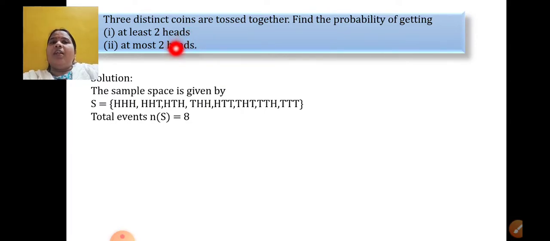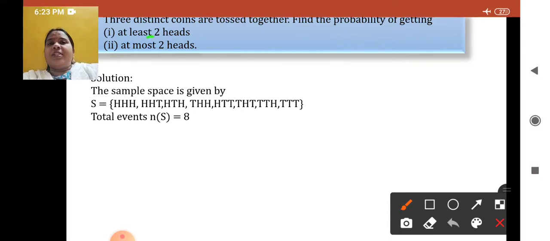It is told that at least 2 heads. Yes. Minimum 2. More also should be considered. Try to understand. At least word is there. Okay. So minimum 2. More also has to be taken. So let's see first how many are there which is having 2 heads. So this has to be taken. This has to be taken. This has to be taken. After this, all this will not be considered because they are having 1 head.